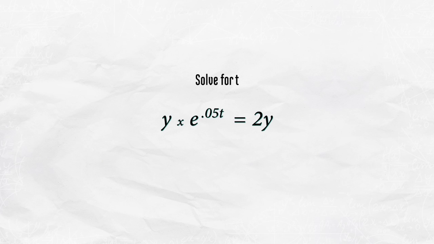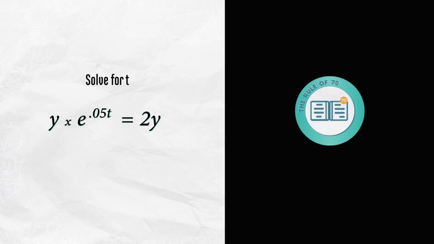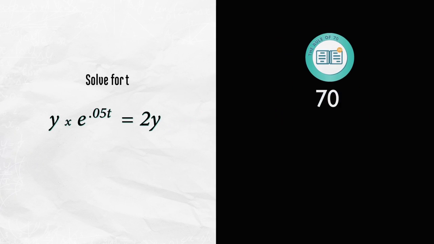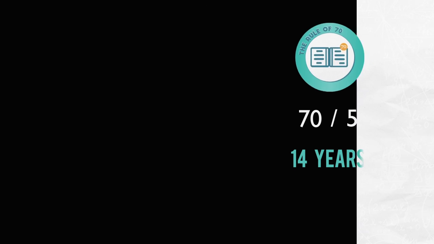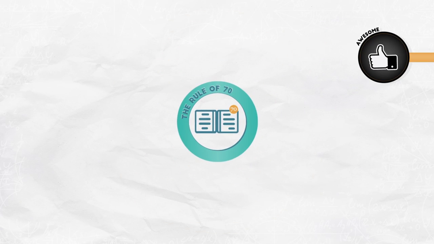In the case of our 5% growth rate, the rule of 70 says the doubling time is 70 divided by 5, or 14 years. The exact calculation? 13.86 years. So, the rule of 70 is pretty accurate. The rule of 70 comes in very handy in all kinds of ways.